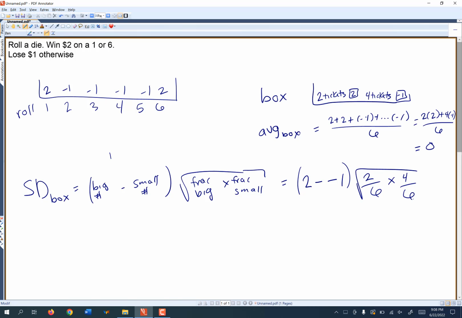Let's see. That should give me 1.41. So this is the average and standard deviation if you play this game just one time. If you want to see what will happen if you play multiple times, then you find the expected value of the sum and the standard error of the sum. But if you want to know just one time, it's the average and SD of the box.